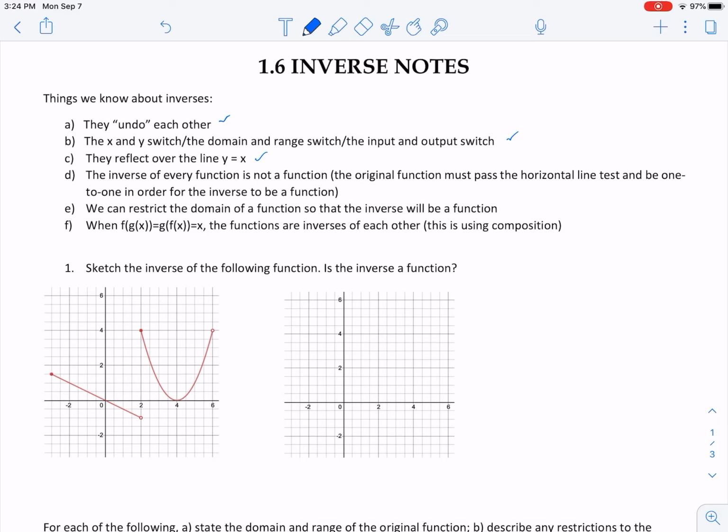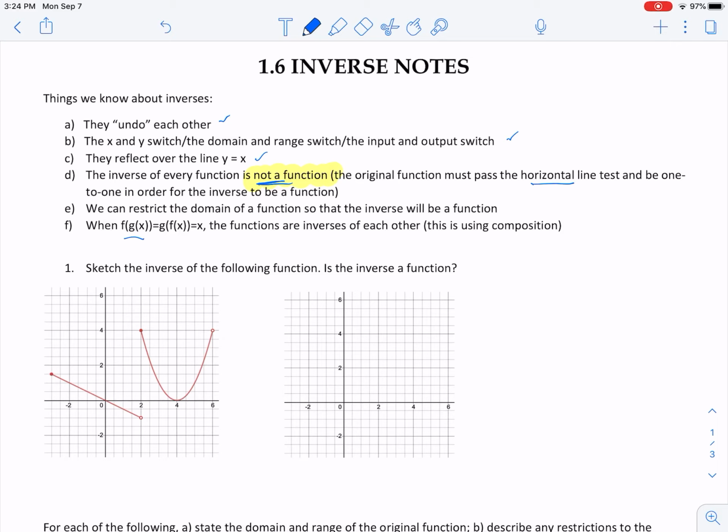The inverse of every function is not a function. Okay, that's something to keep in mind. Sometimes it is and sometimes it isn't. The original function must pass the horizontal line test and be 1-to-1 in order for the inverse to be a function. So it has a horizontal line and a vertical line test. We'll talk about those as we go through the lesson. We can restrict the domain of a function so that the inverse will be a function.